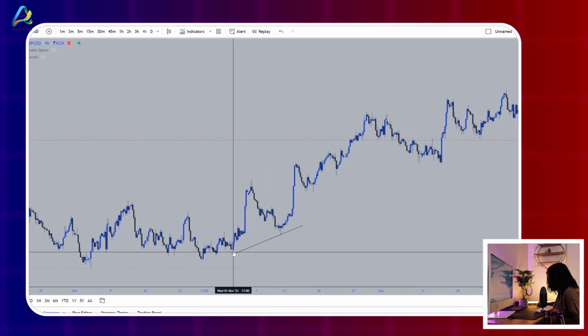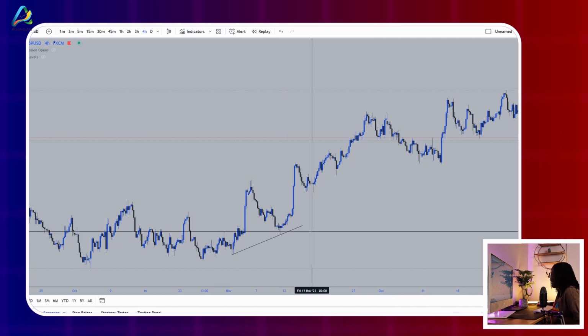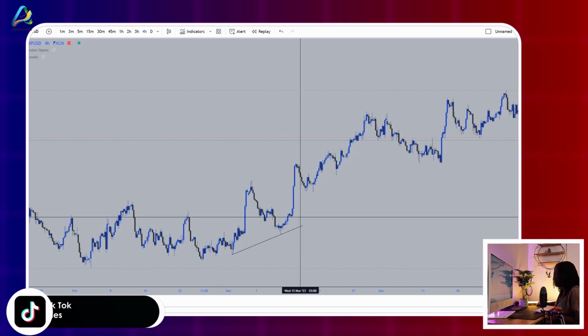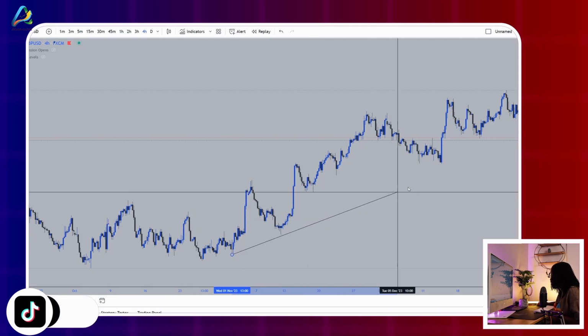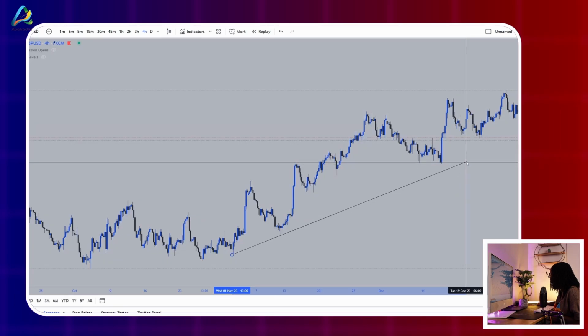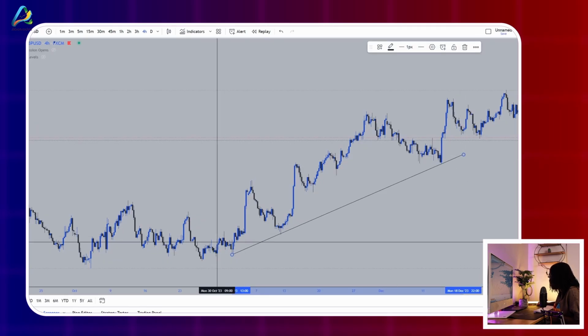And notice I took it from the wick of the candles. I didn't take it from the bodies of the candles. And the next thing I'm going to do is extend this trend line so that whenever market comes back to touch this trend line, I'm going to enter for a very good buying opportunity in the market. So I'm going to extend this trend line to see if market will give me a third touch on the trend line. Make sure that your trend line is touching the wicks accurately.